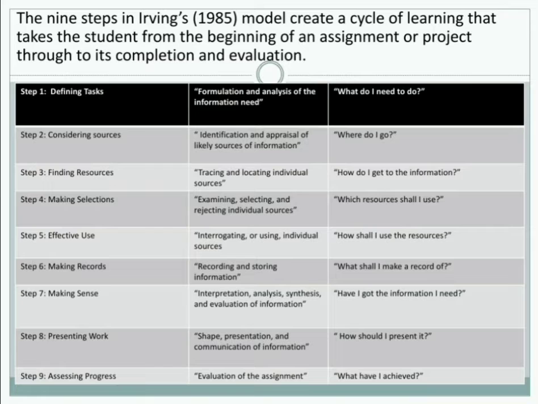Step 4. Making selection, examining, selecting, and rejecting individual sources. Which resources shall I use? Step 5. Effective use, interrogating or using individual sources. How shall I use the resources? Step 6. Making records, recording and storing information. What shall I make a record of? Step 7. Making sense, interpretation, analysis, synthesis, and evaluation of information. Have I got the information I need?